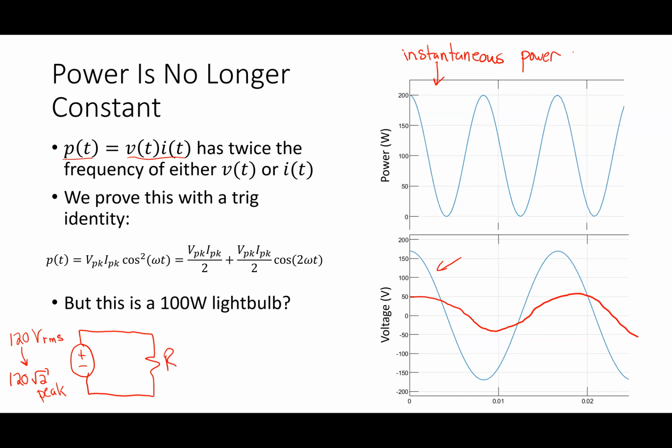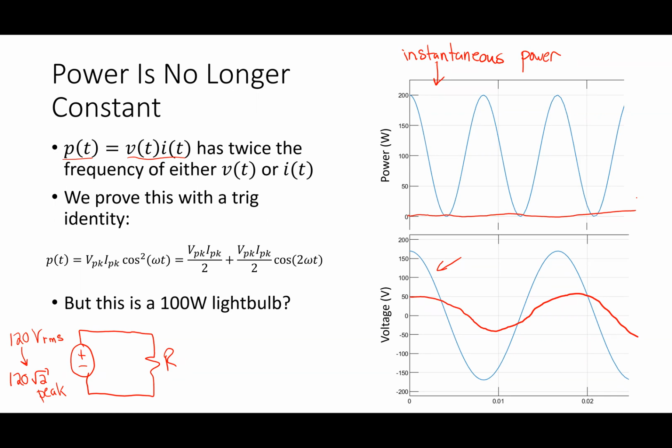Now, is that 100 watts? I said this is a 100-watt light bulb, but is that 100 watts? Well, it looks like it goes from 200 to 0, right? The average of it is 100 watts, and it's always positive. The fact that this voltage goes positive and negative, but this power, the minimum value here is 0. This guy's always positive.